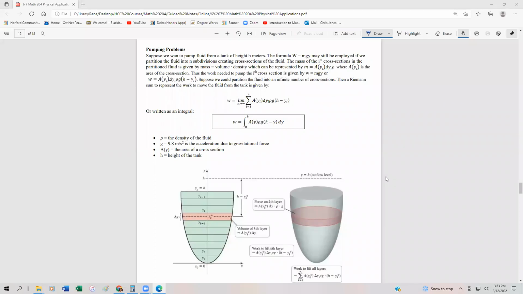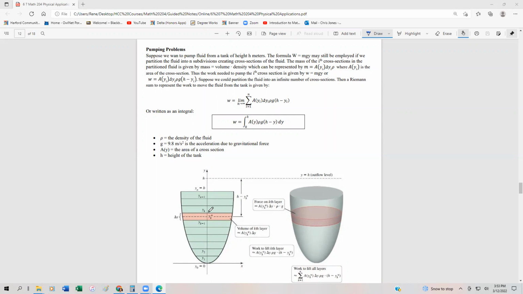Our last application we're going to look at is these pumping problems, where we could pump a fluid out of some sort of tank that has a height of 8 meters. Now, we still have our work formula: mass times gravity times distance y. What we're going to do is partition the tank and the fluid into cross sections, basically little slivers of the fluid, and pump each of those little slivers out.